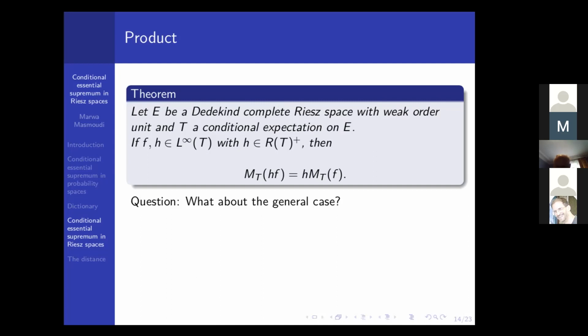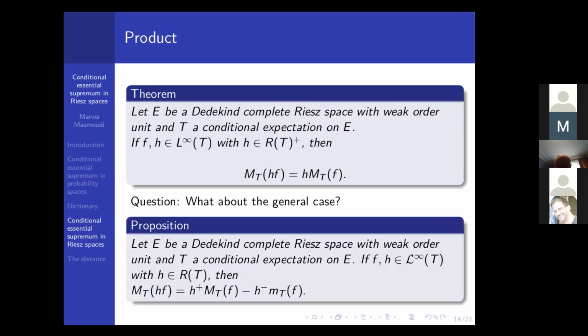We proved that in this case, the conditional supremum of the product is written according to the conditional supremum and infimum of F. In fact, if F is in L infinity of T and H belongs to the range of T, then the conditional supremum of the product of H and F is equal to the positive part of H multiplied by the conditional supremum of F, minus the negative part of H multiplied by the conditional infimum of F.